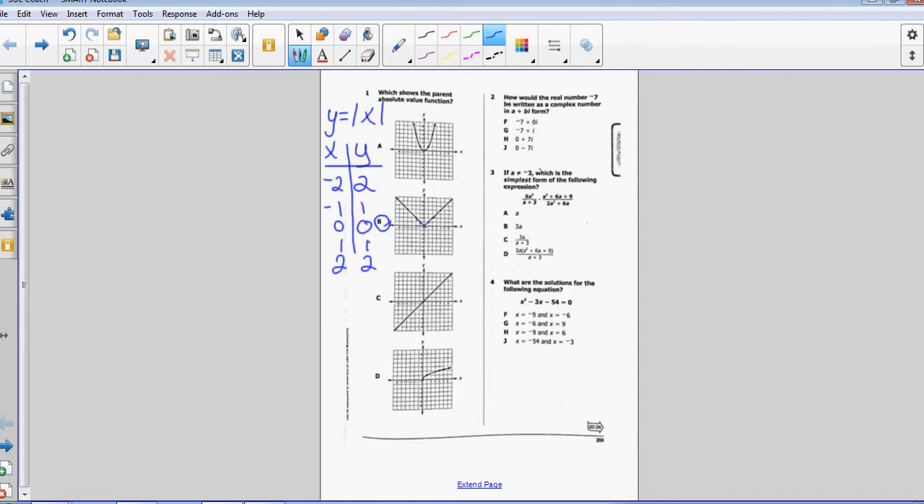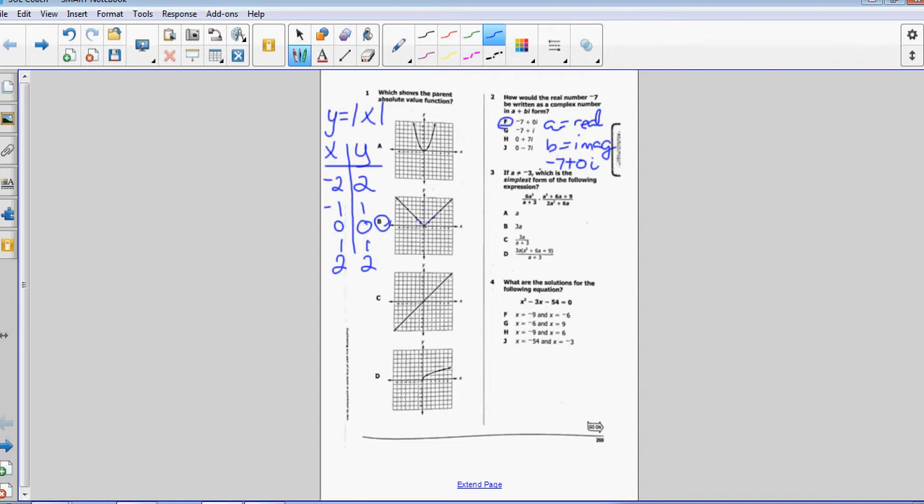In problem 2, it says, how could the real number -7 be written as a complex number in the a plus bi form? Well, a is the real part, and b is the coefficient of the imaginary part. So if you have no imaginary parts, then the b would be 0. So your number would be -7 for the a and 0 for the b. So that would match answer F.